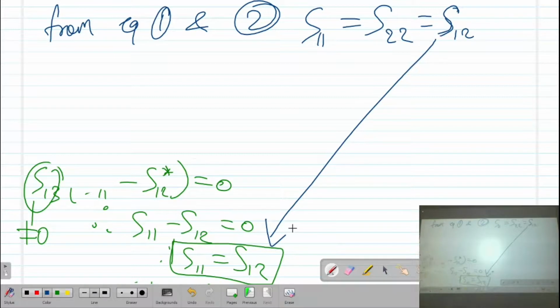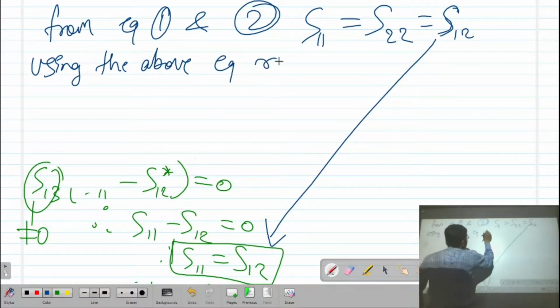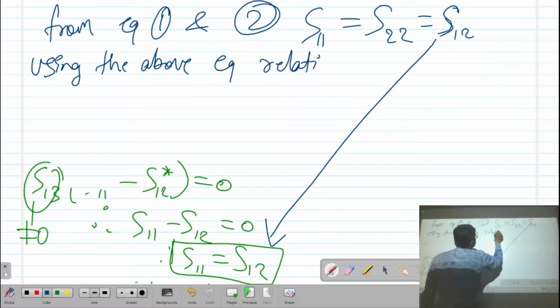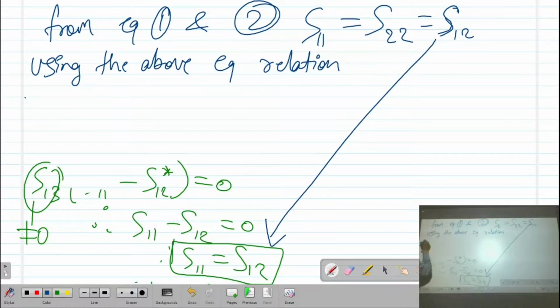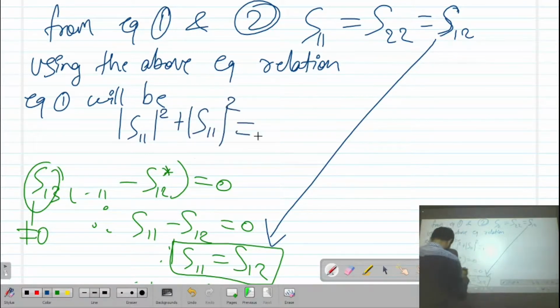Now using the above relation, equation 1 will be S11 whole square plus S11 whole square plus 1 by 2 is equal to 1. Okay.